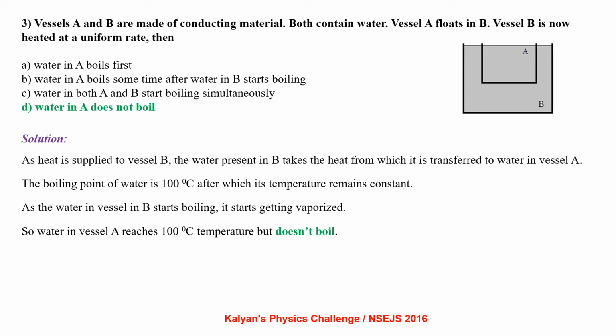The boiling point of water is 100 degrees centigrade, after which its temperature remains constant. As the water in vessel B starts boiling, it starts getting vaporized. So water in vessel A reaches 100 degrees centigrade temperature but doesn't boil.